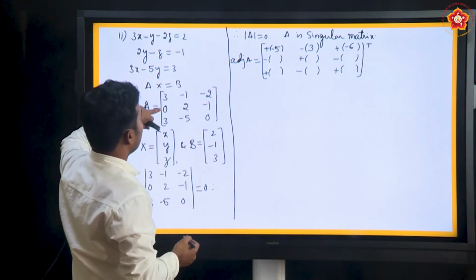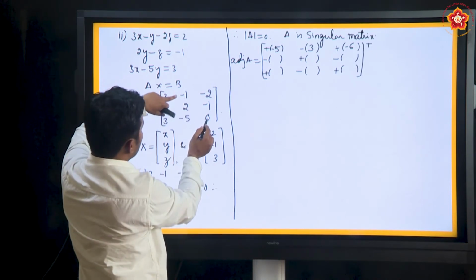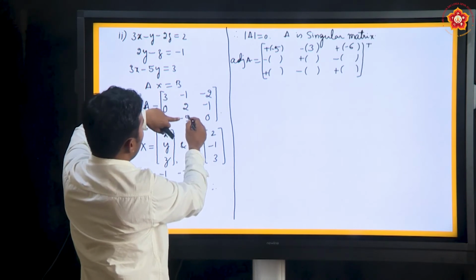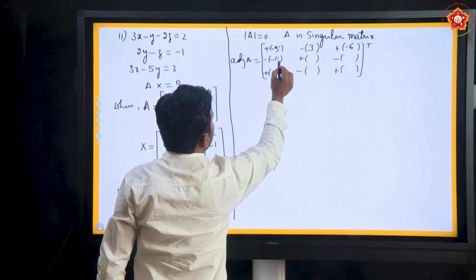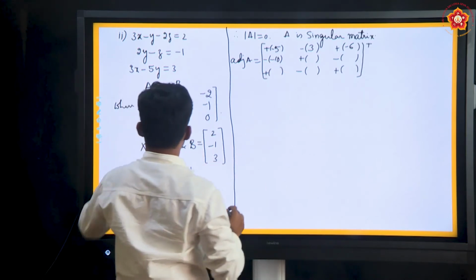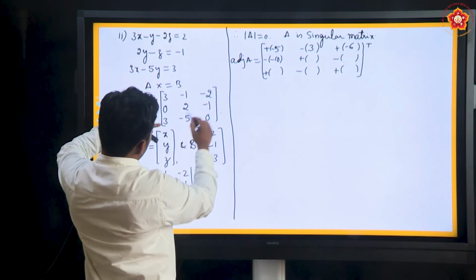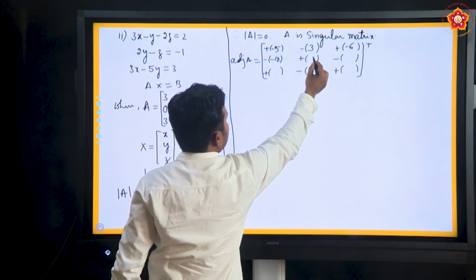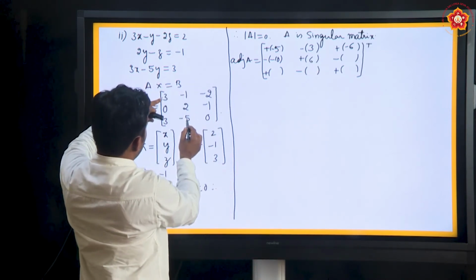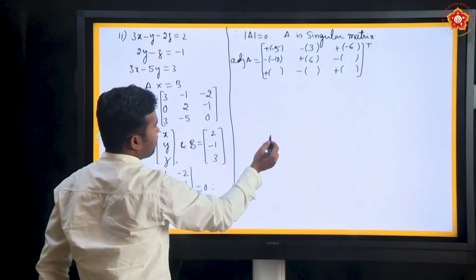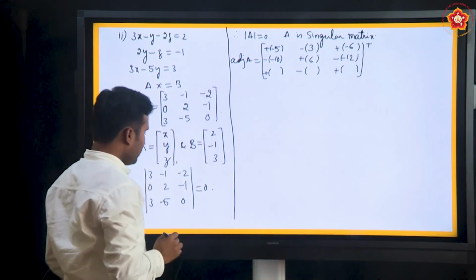Okay. Next row. Delete the first column and second row and take the determinant of this. Minus 1 into 0 is 0. Minus of minus 2 into minus 5 is 10. Minus of 10. Okay. Next is what? This one. Delete this one and this, 0 minus of minus 6 is plus 6. Next, what is this? Minus 15 plus 3, minus 12. Okay. Next is this one.